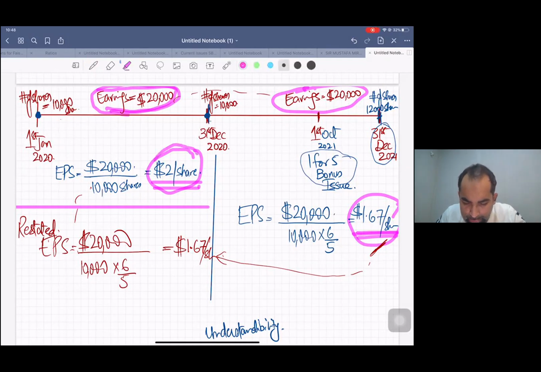Let's just report this: $2 last year and this year 1.67, and write in the notes to the account that this EPS went down because of the bonus issue. Just write in the notes, and shareholders will do these workings themselves.